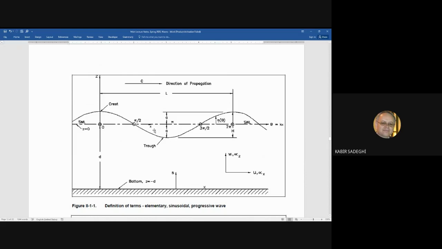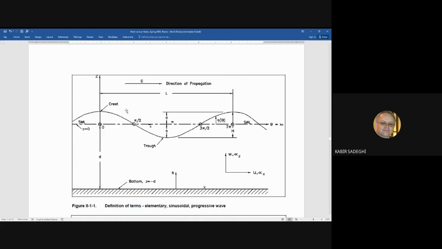For the Stokes, especially fifth and fourth, and then third, and then second, from the sea level, z equals zero, up to the crest is more than H over 2. And here it is less than H over 2. This is the difference between Airy and Stokes and the others.